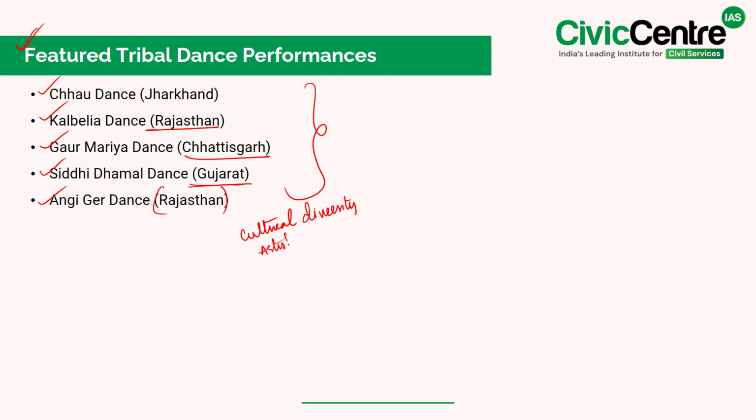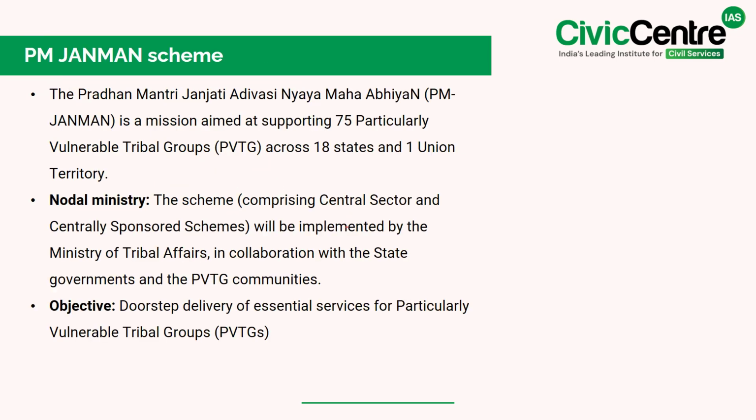Further, in addition to promoting tribal heritage, the government has launched several schemes aimed at empowering the tribal communities, including the Pradhan Mantri Janjati Adivasi Nyaya Mahabhiyan, in short the PM Janman. And this mission-driven initiative focuses on supporting 75 particularly vulnerable tribal groups across 18 states and 1 union territory. And the scheme, which consists of central sector and centrally sponsored schemes, is implemented by the Ministry of Tribal Affairs in collaboration with the state governments and also the PVTG communities.